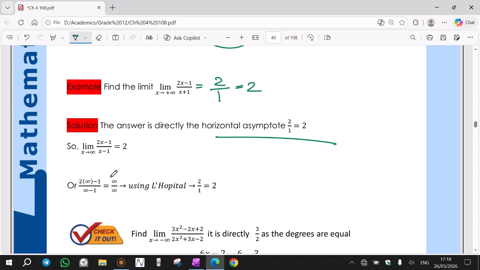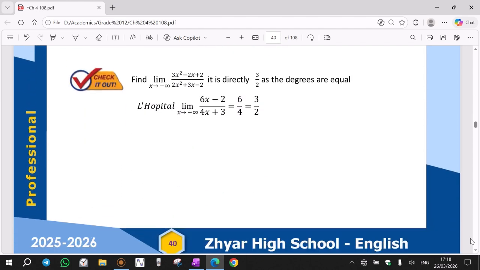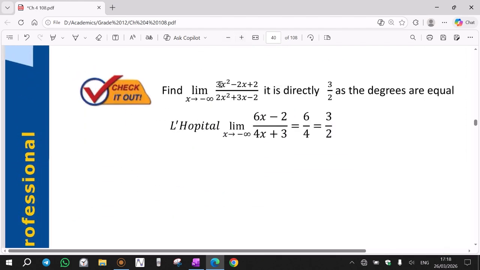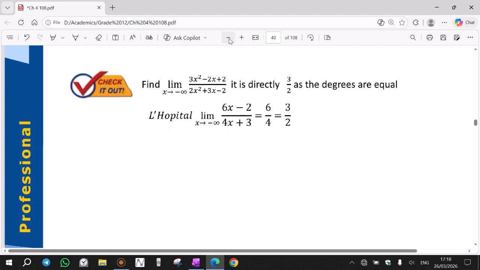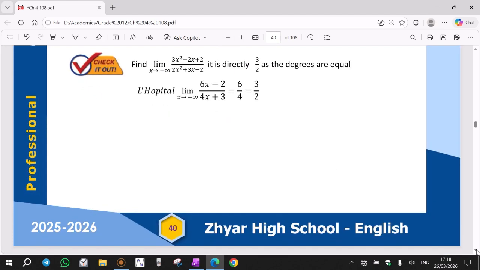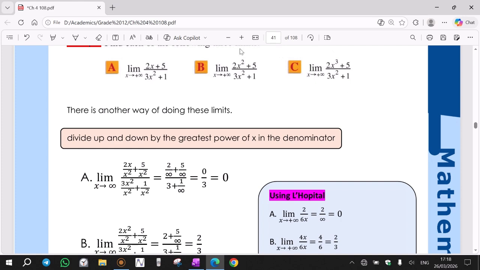Or, if we replace infinity, we'll get infinity over infinity. Then we're allowed to use L'Hopital. Derivative of up is 2, derivative of down is 1. 2 divided by 1 is just 2. This example, the degree of up is 2, degree of down is 2 as well. Then the result will be 3 over 2. We are also allowed to use L'Hopital because the result will be infinity over infinity.